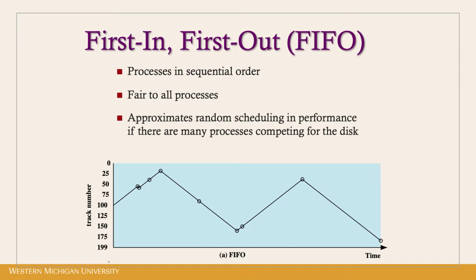It's fair to all processes, and it approximates random scheduling as far as performance goes, if there are many processes competing for the disk. All this graphic shows you is that if we're doing first in, first out, as the read-write head goes back and forth across the disk, we're just going to process things as they come in. So we're not going to try to arrange our requests in a way to keep things more efficient. We're just going to put the requests in a queue and process them as we run across them.